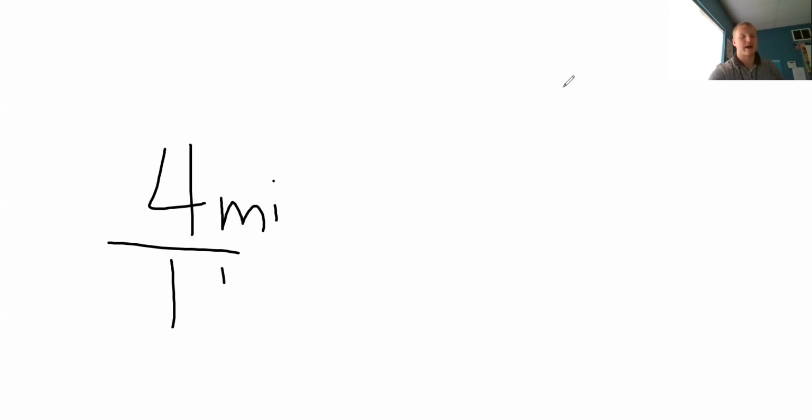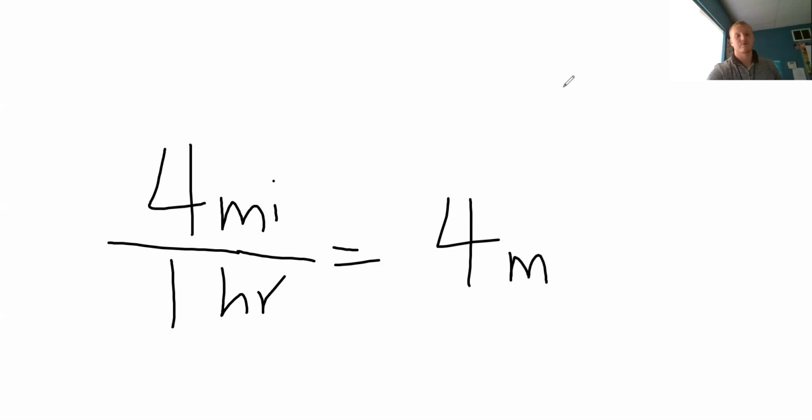A unit rate: when a rate is simplified so it has a denominator of 1, it is called a unit rate. That's when you get all the way to the end of your problem and you're able to simplify to 4/1 miles over hour. So you'd be able to write this as 4 miles per hour, or mph. Okay, so that would be what's called a unit rate.